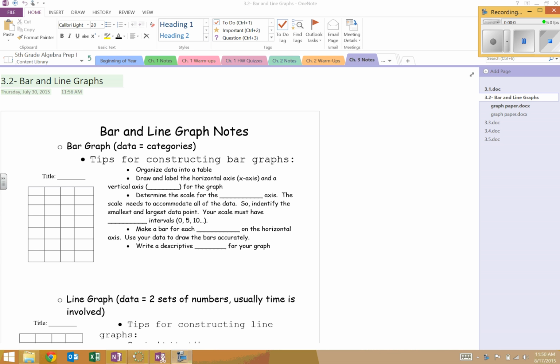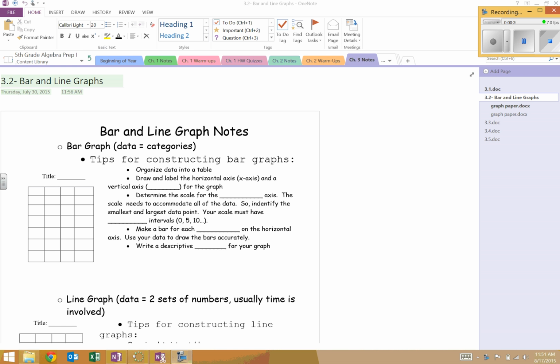All right, our next section is going to be about bar and line graphs. So we're going to take that data that we just learned how to analyze in the last section and work a little bit on putting it in visual form, such as graphs. The first graph we're looking at is bar graphs.